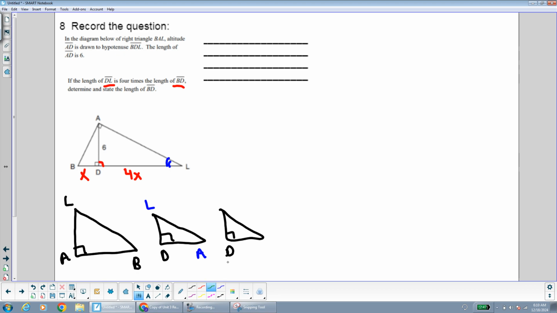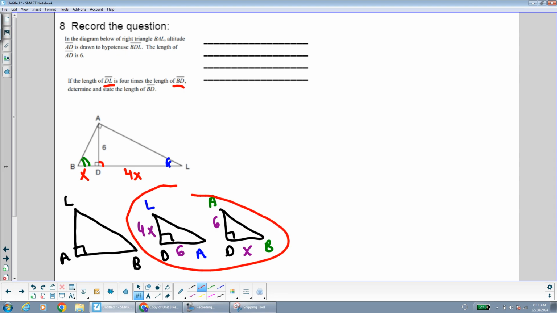In the small triangle, B is shared with the large triangle. It's in the small triangle, and at the same time, it's in the large triangle. So if B is here, B needs to be here, and that leaves A. Now I'll transfer the numbers. AD is 6, AD, AD. BD was X, DL is 4X. And I have everything I need to make a proportion.